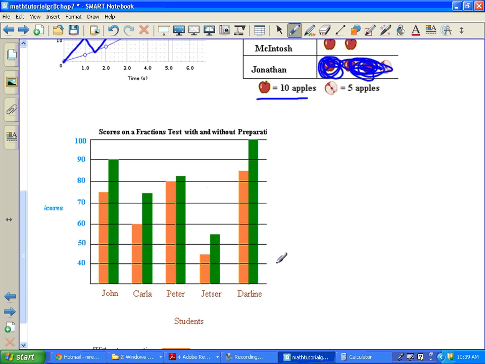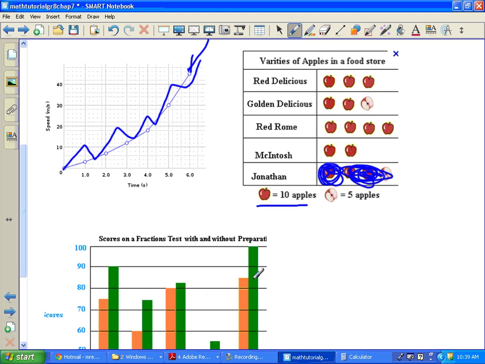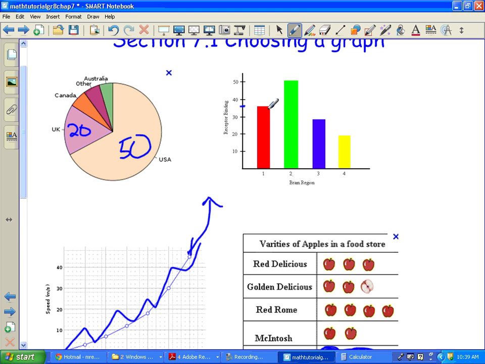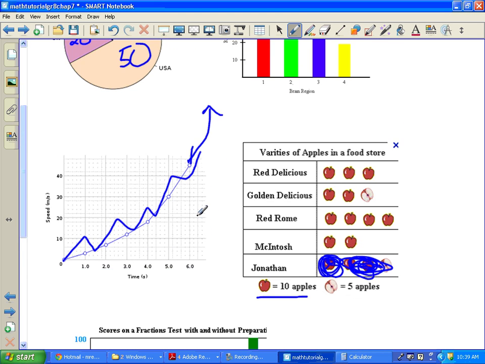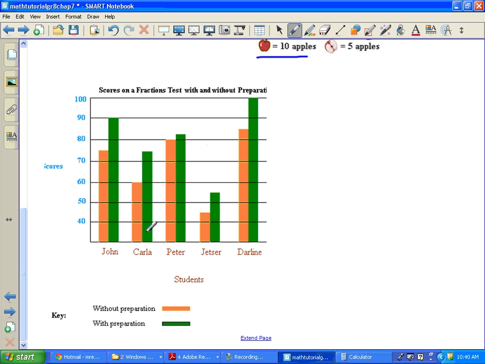The double bar graph down here is kind of like the bar graph up here, except we're comparing 2 different sets of data. Okay, for example, in this one, you got test scores here. So it shows fractions test with and without preparation. And of course, without preparation is this guy. With preparation is this guy. So it really compares 2 different sets of data pretty easily. And it's pretty easy to draw.